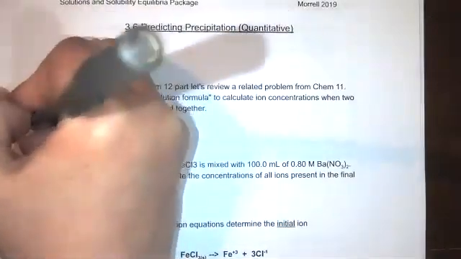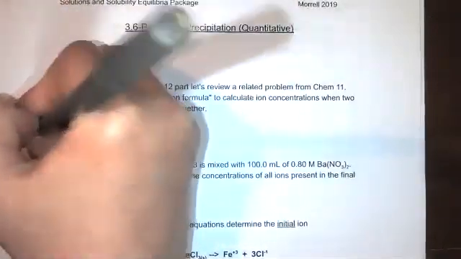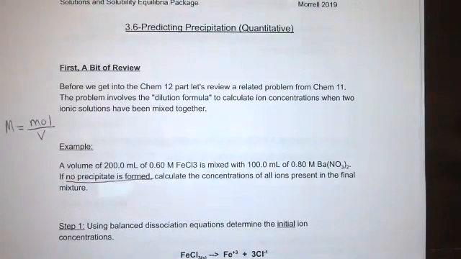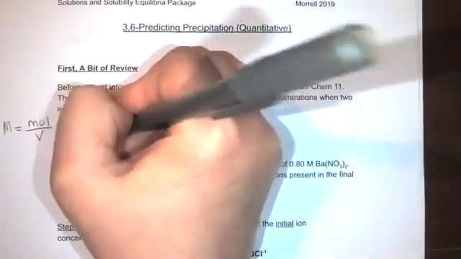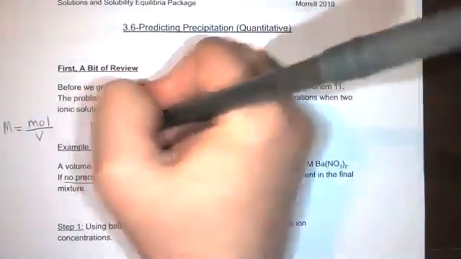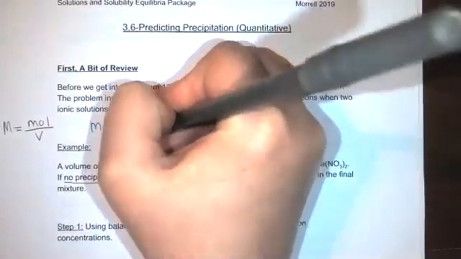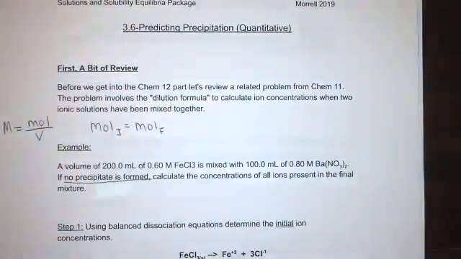Remember, concentration is the amount of something in a given volume. So our molarity, or our molar concentration, is moles over volume in liters. When we're diluting something, we are just changing our volume. So our amount of substance doesn't change, meaning that the moles that we initially had is the same as the moles that we ended up with, our final amount of moles.